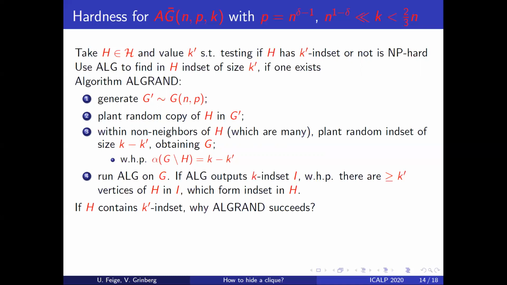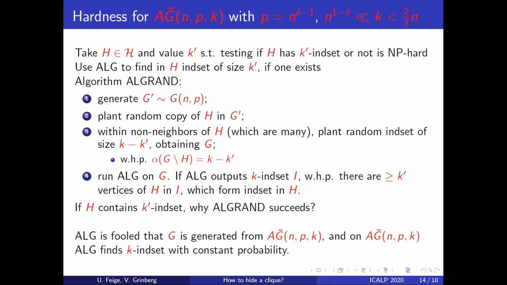If H has no independent set of size K prime, ALGORAND clearly fails to output a K independent set. The question is, why shall it succeed if H actually has a K prime independent set? The reason is that algorithm ALG used by ALGORAND is fooled, as it is run on a graph generated from a G(n,p,K) model. And on such graphs, ALG finds an independent set of size K with constant probability.